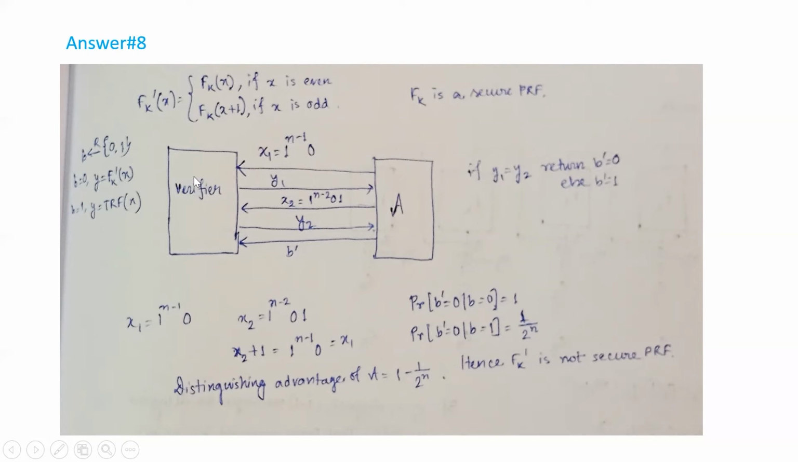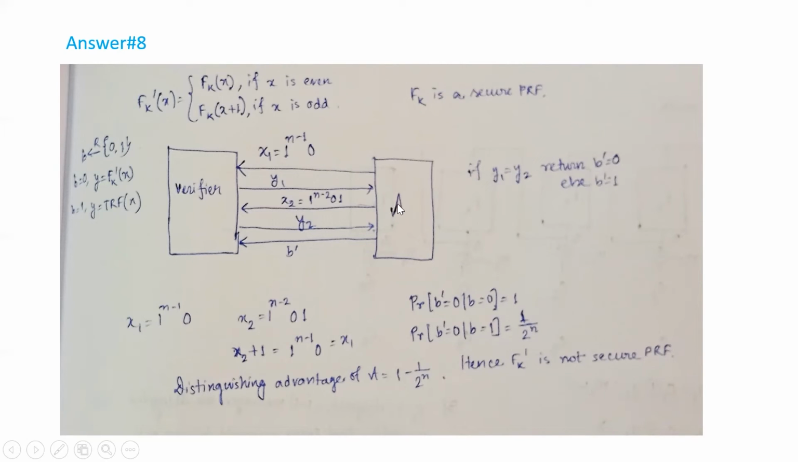So if the verifier is actually using a PRF to output the response to the queries, then y1 will be of the form Fk of x1. And next, the adversary A queries with x2 such that x2 is of the form 1 to the power n minus 2, 0, 1. This is an odd binary string. So if the verifier is using a PRF to give the responses to the queries, then it will give back Fk of x2 plus 1, and x2 plus 1 is nothing but the same as x1, right? You add 1 to this string, you get this string back. So this is Fk of x1.